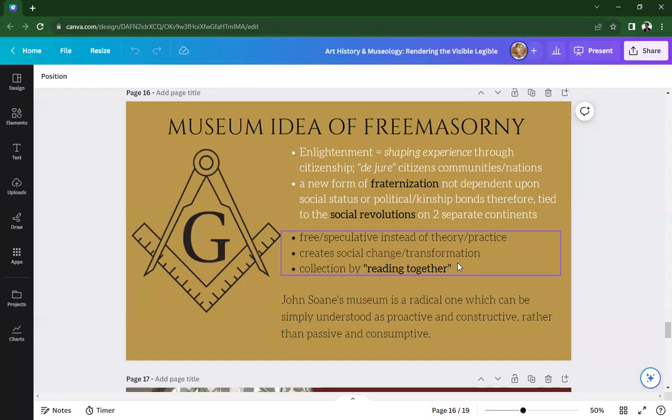And one of the best key points of this part of the book, by Johansson, is that the museum is a radical one, which can be simply understood as proactive and constructive rather than passive and consumptive. So there is a proactiveness of museum objects, in how it should be understood inside a museum. Therefore, it has to be constructive also, rather than just being passive, being there but not having any meaning at all.